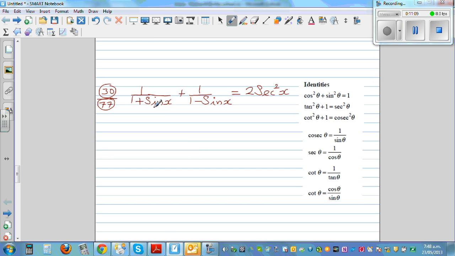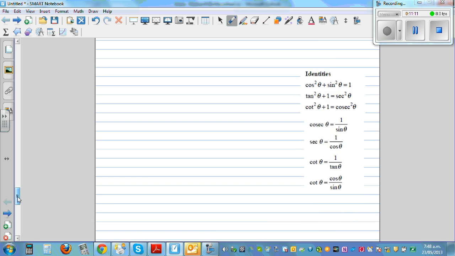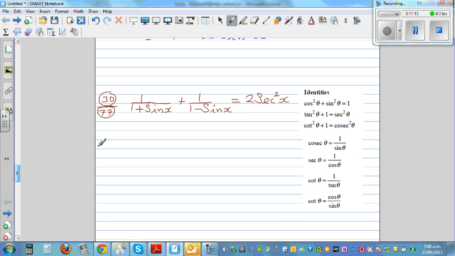And I think this is the last question. 1 over 1 plus sine x plus 1 over 1 minus sine x is 2 sec squared x. So you can pause the video. I'll directly do the first step. I'll not repeat the left hand side.